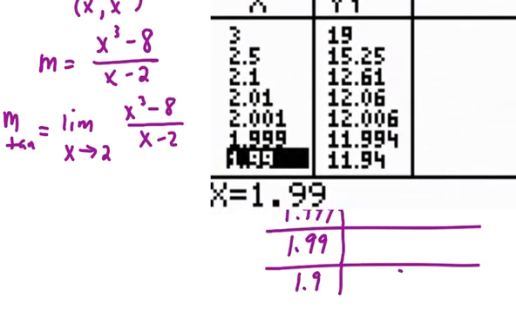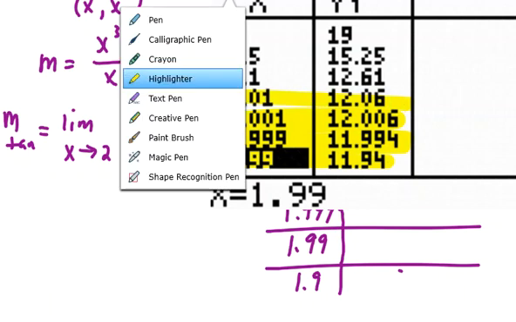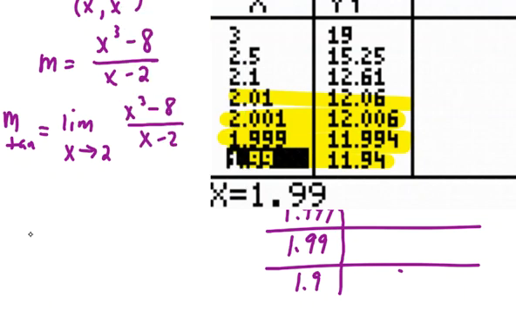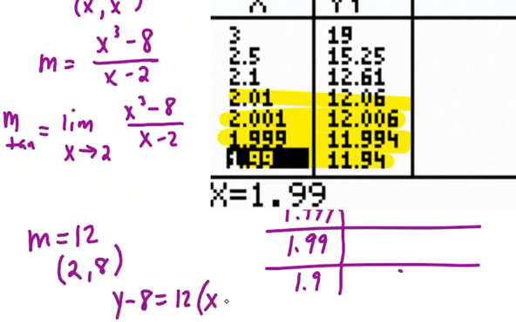Okay. So when we approach, again, really the 3 isn't even that helpful at all. The part that we're really more concerned with is right here from either side of that. Where are we getting closer to? And it appears that we are approaching 12. So my slope is 12 and my point of tangency is (2, 8). We'll have y minus 8 is 12 times the quantity x minus 2.